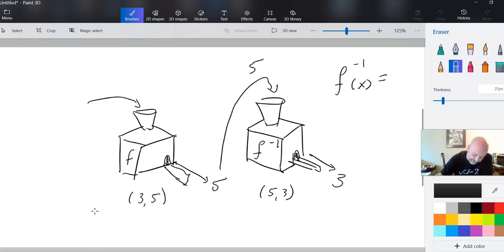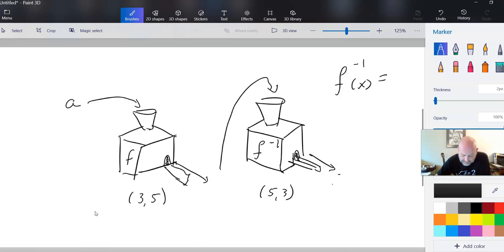So let's say instead of 3 and 5, I pick something arbitrary. Let's plug in A. So that means A goes into f. Let's say it spits out B. So that means that the point (A, B) is part of the function f. Well, if this f inverse is truly an inverse, it has to take a B and map it back to an A. So that means that the point (B, A) is part of the inverse function.